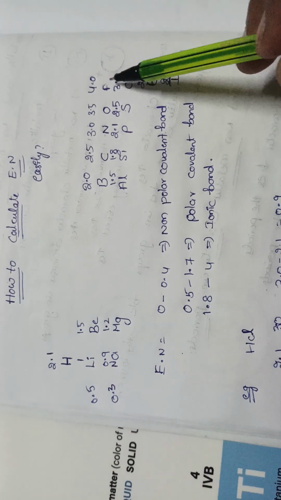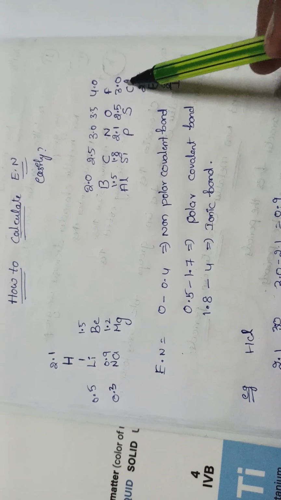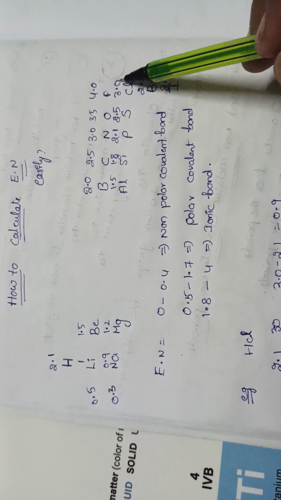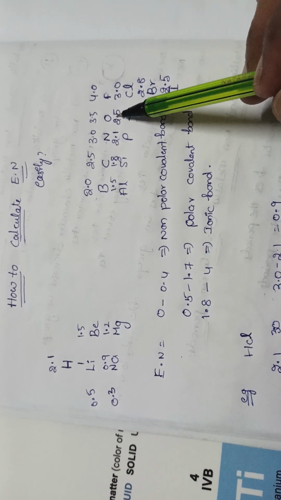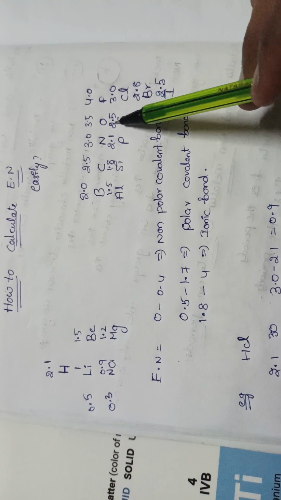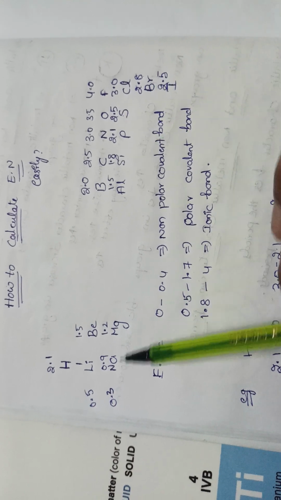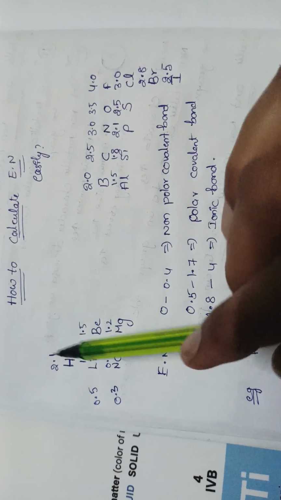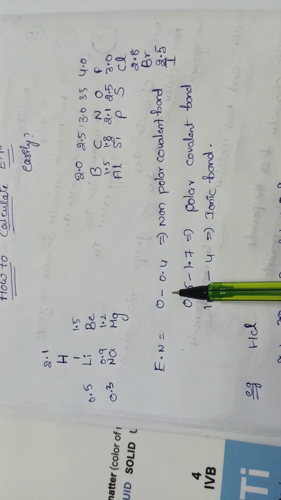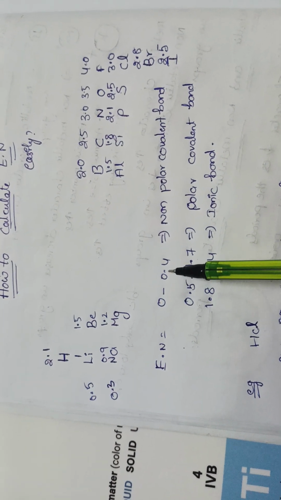Chlorine's electronegativity is 3. By decreasing 0.5, it gives 2.5. For sulfur, by decreasing 0.4 it comes to 2.1. For hydrogen, the value is 2.1.